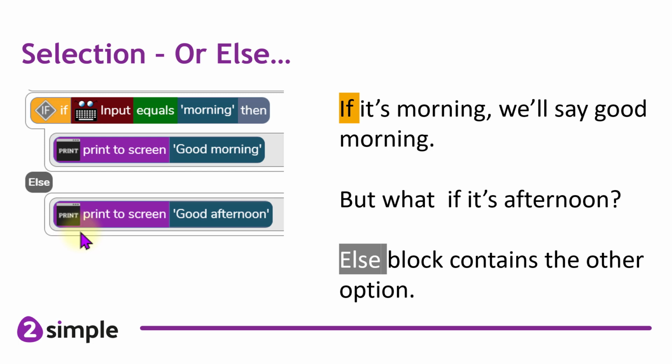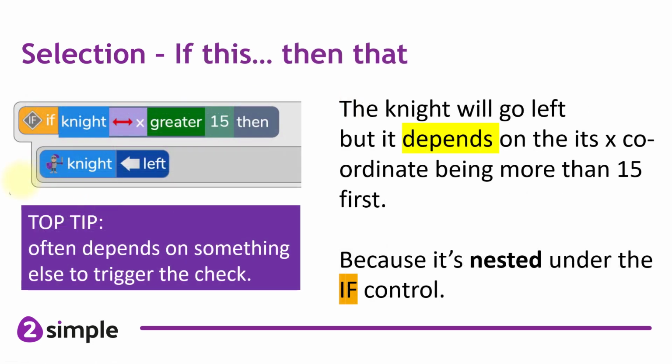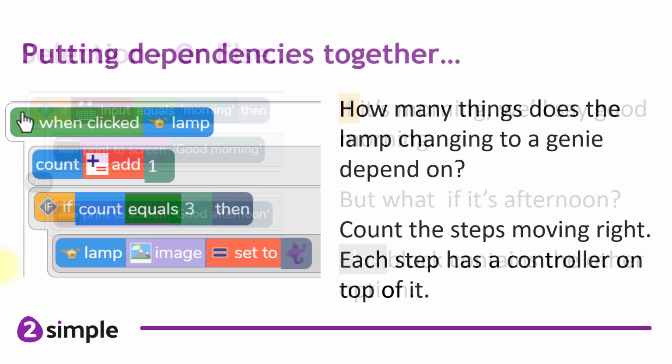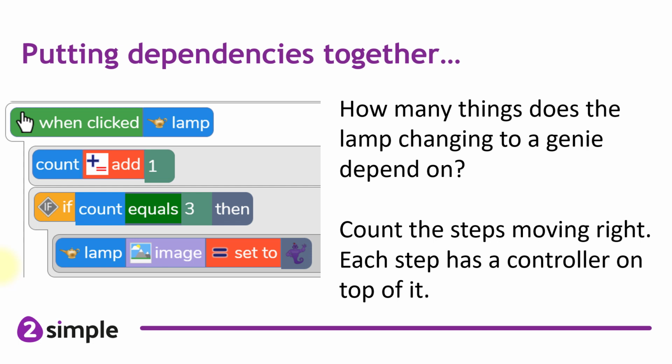An example I've got here is, you can see this block of code we're looking at says, if an input that somebody's already typed in is equal to morning, then we're going to print onto the screen good morning, or else we're going to print good afternoon. So we use the if-else block when it matters what happens if this top check is not true. These are separate blocks. This is an if block here, and this is an if-else block here.